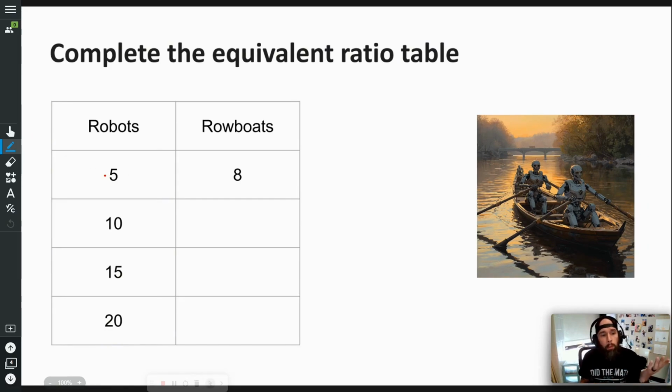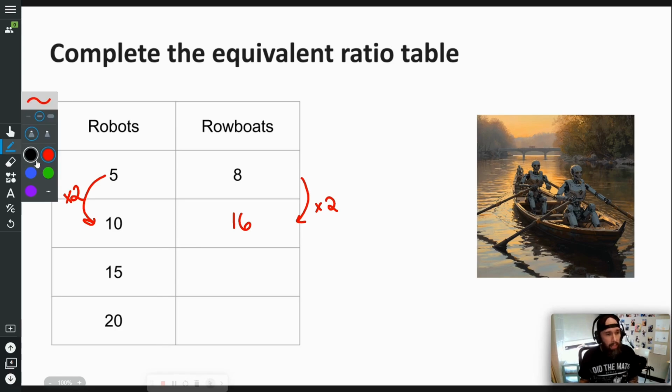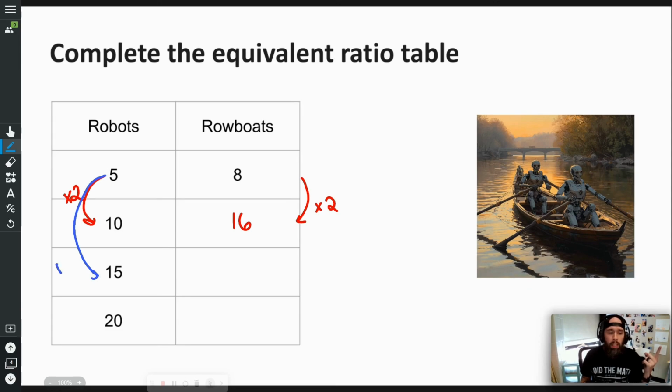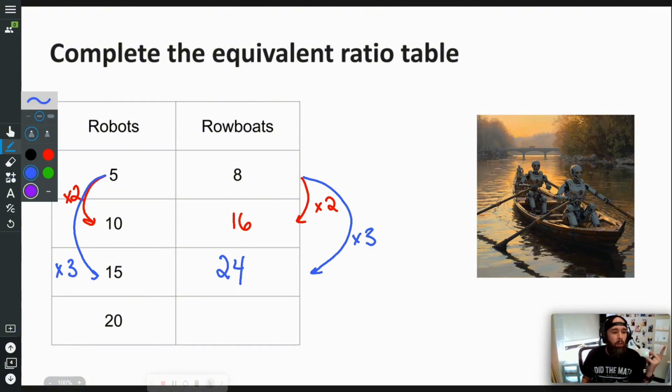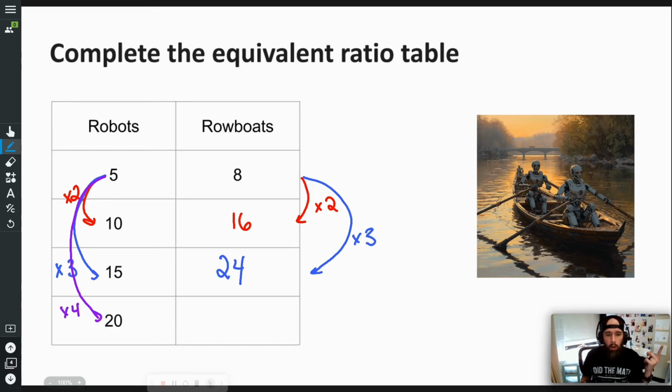Well, if I multiply 5 times 2, I get 10. So 8 times 2 is going to get me 16. That's going to go into that slot right there. Then we keep going. Ask ourselves, 5 times what's going to get me 15? 5 times 3 will get me 15. So let's multiply 8 times 3, and that gets us 24. Last but not least, we ask ourselves, 5 times what is going to get me 20? Well, 5 times 4 is going to get me 20. So 8 times 4 is going to get me 32.